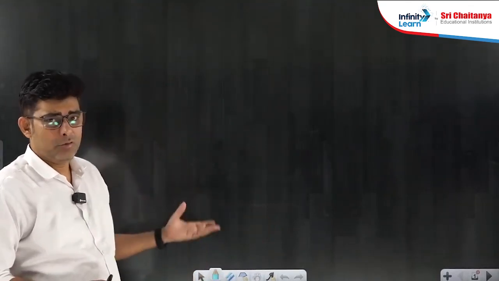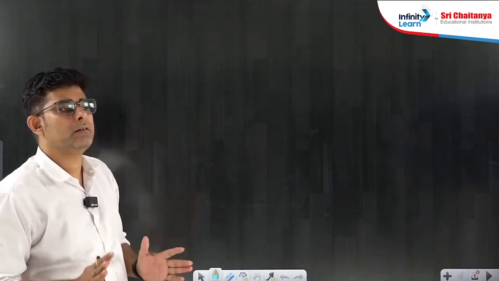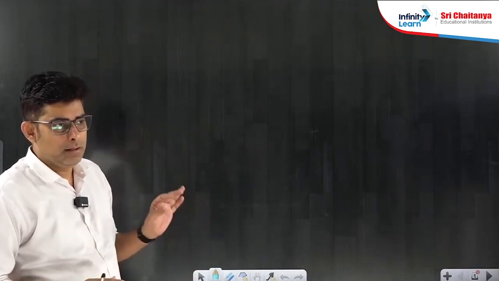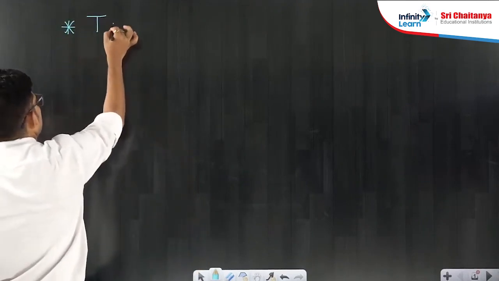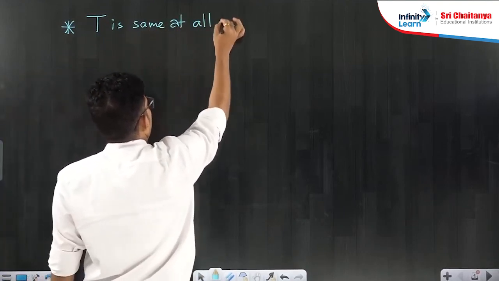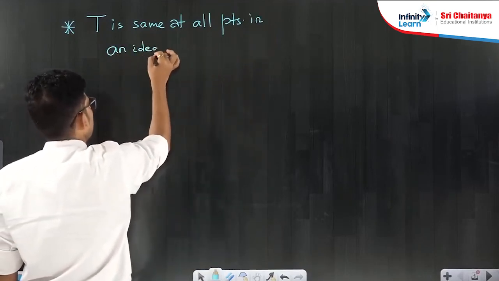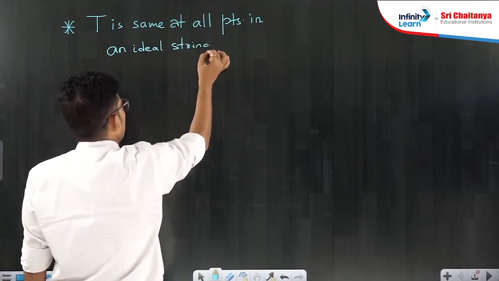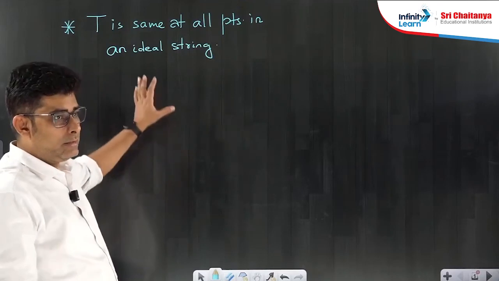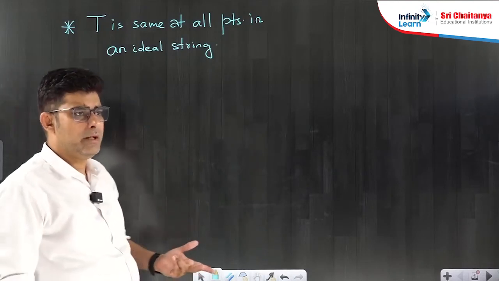And we also saw that if we take an ideal string, that means when a string is almost massless, then what we have to remember about tension is that the tension will be same at all points in an ideal string. So if you have a single ideal string, the tension will be same at all the points, right? Why is it so? Why will the tension be same at all points?